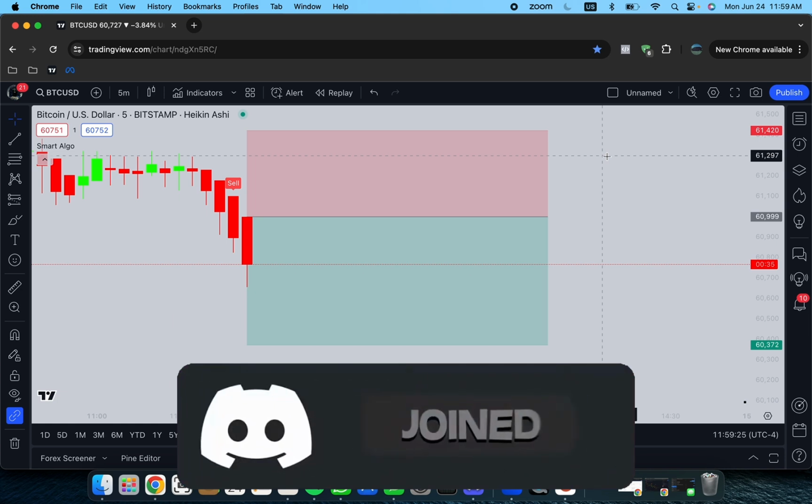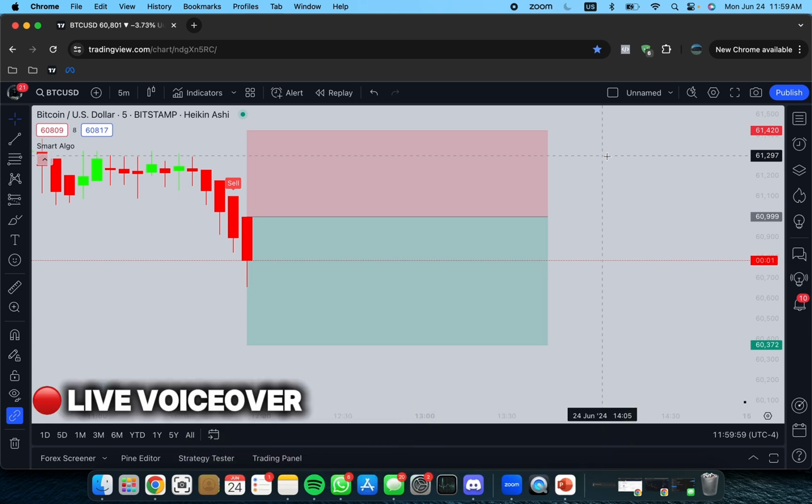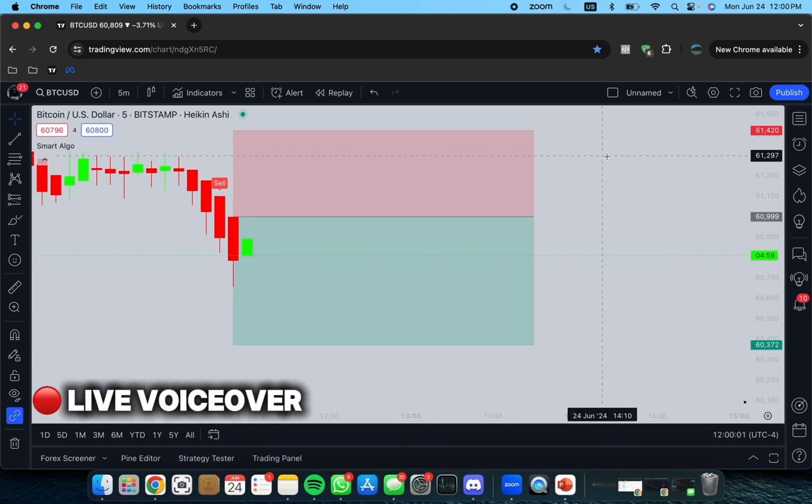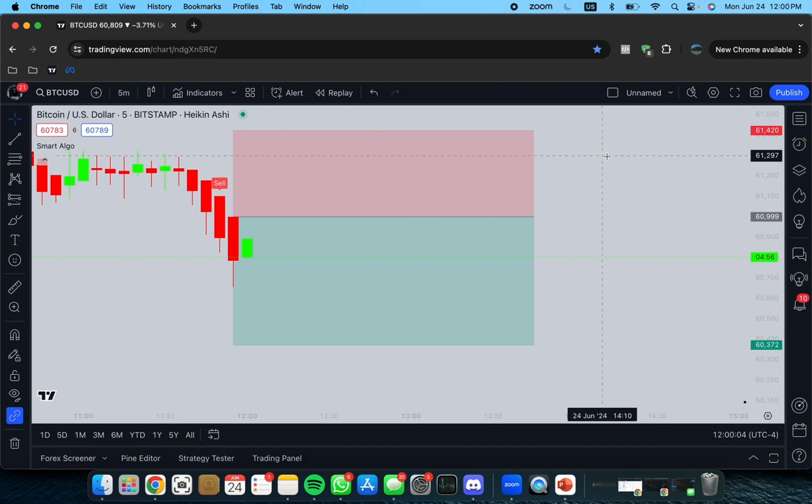So enough talking, guys. Let's get on with the trade. Alright, guys, so we're in. It's been about 5 minutes since I first entered. Pretty confident in this trade. The market's looking extremely bearish. Set at 1.5 risk to reward, or something like that, 1.48.